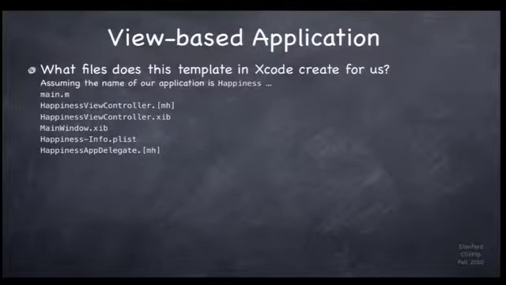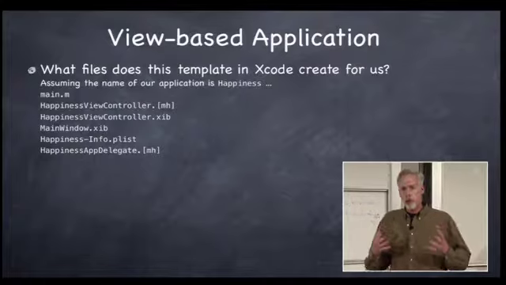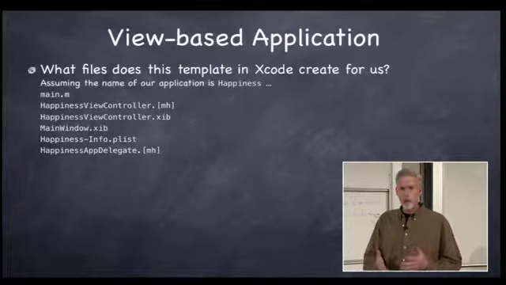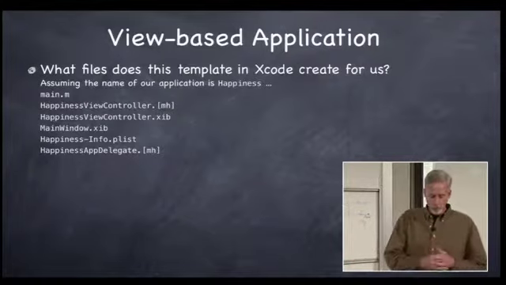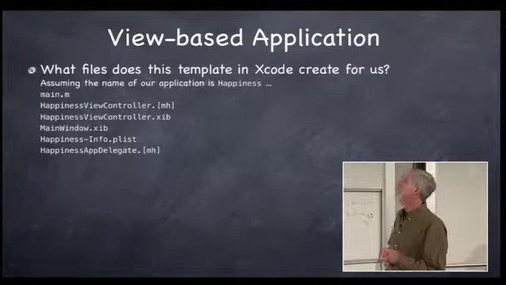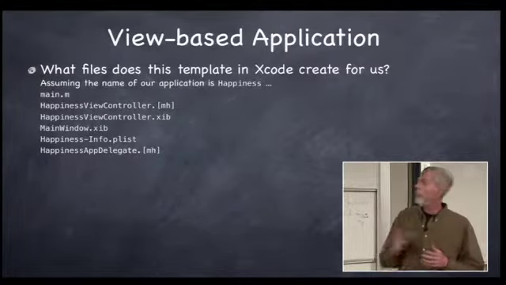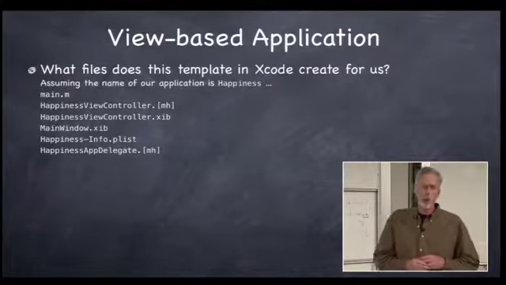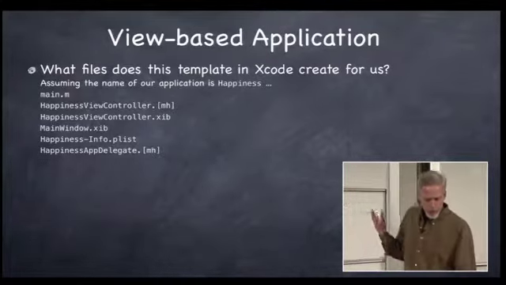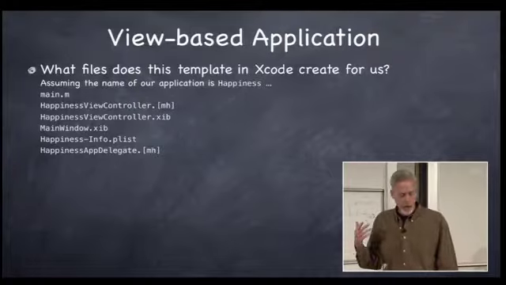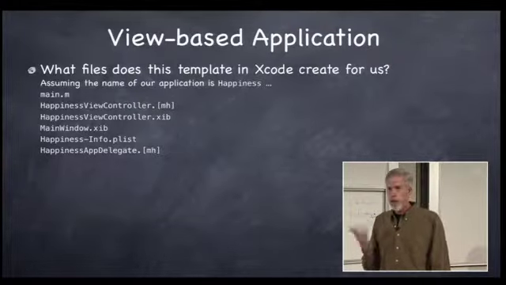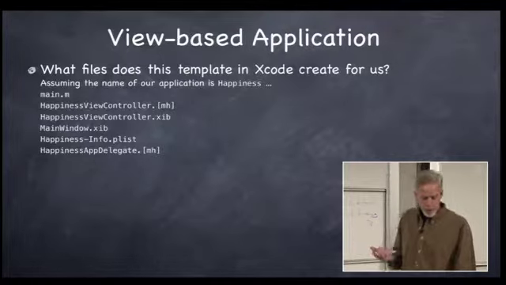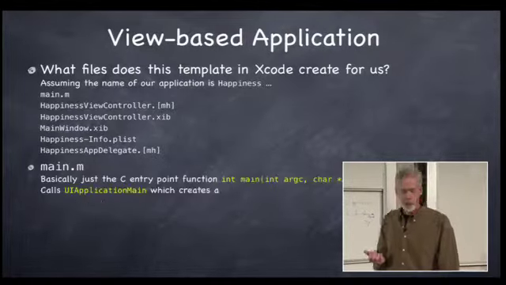All right, so when you go into Xcode and you say new project, view-based application, what files is it creating for you? Because it's basically just a template it's copying in and renaming some things. So it's creating basically these files. It creates a couple other ones, but these are the main ones to worry about: main.m, the HappinessViewController .m, .h, and .xib, this thing called MainWindow.xib, which is a nib file we haven't looked at, and then Happiness-Info.plist and a HappinessAppDelegate, which we're going to look at today.